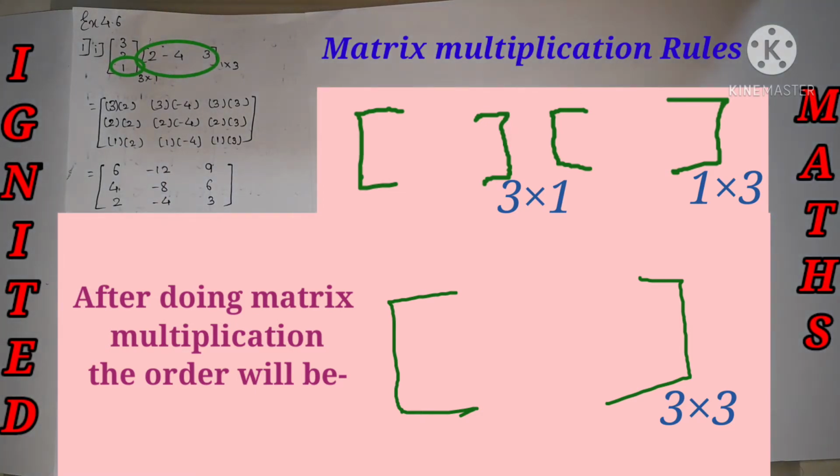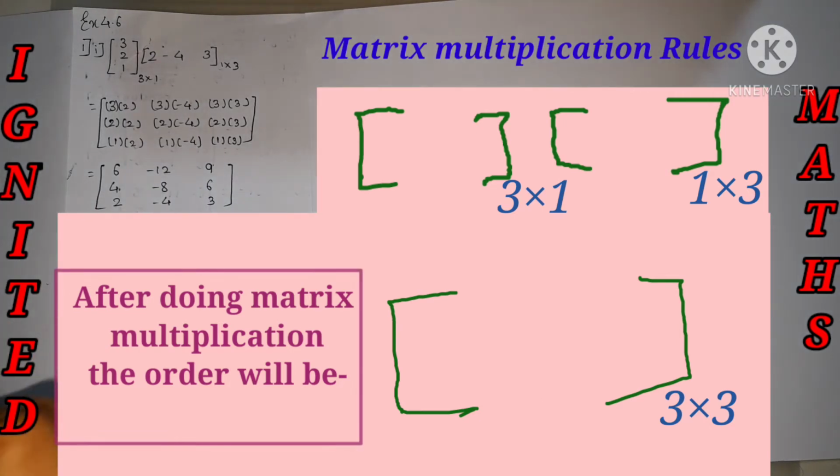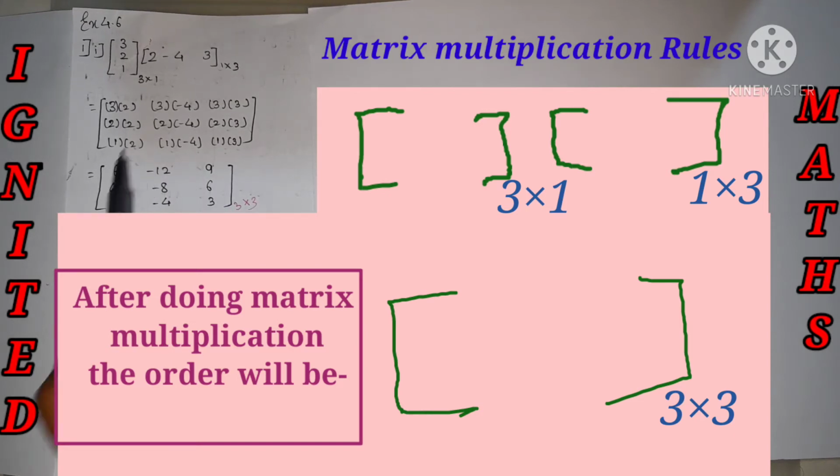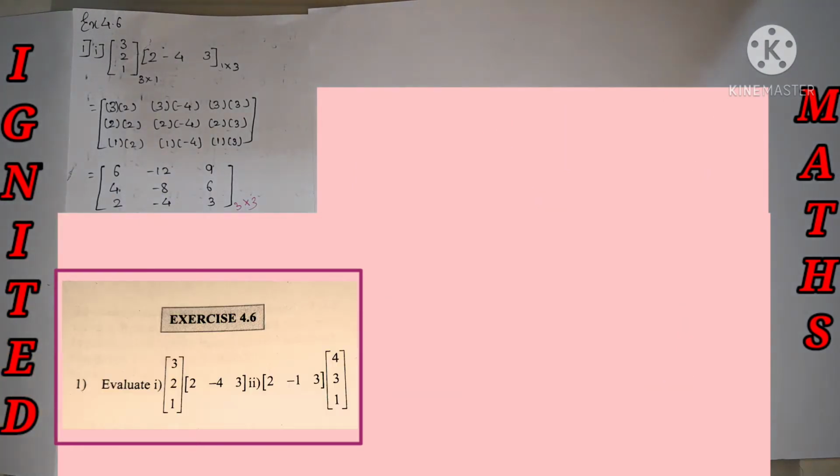Now the only thing is we need to do the calculation of the multiplication. 3 into 2 is 6, 3 into minus 4 is minus 12, 3 into 3 is 9, and the same for the others. After doing the matrix multiplication, we get the order 3 cross 3, because it contains 3 rows and 3 columns. From the question also we had identified that after the matrix multiplication we will get the order 3 cross 3. Yes, we have completed the matrix multiplication.